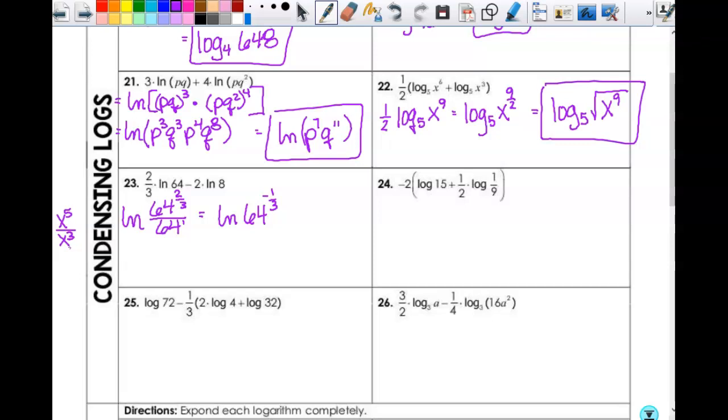So that negative 1/3, what does the negative do to it? Reciprocal. So I could make this into the natural log of 1 over 64 to the 1/3 power. Anything to the 1/3 power?